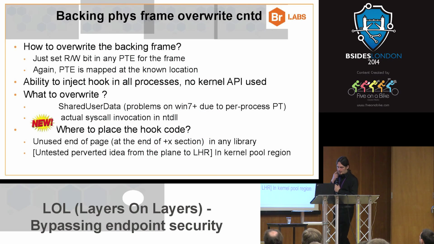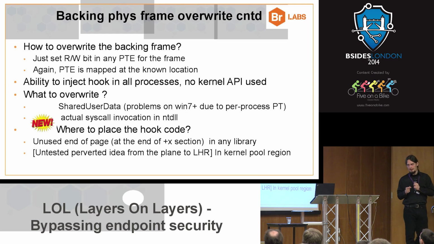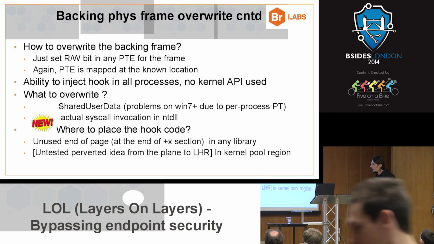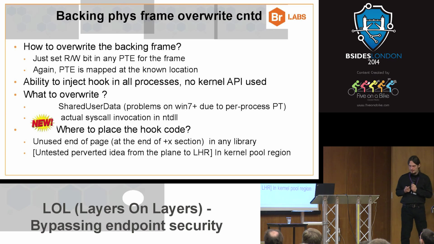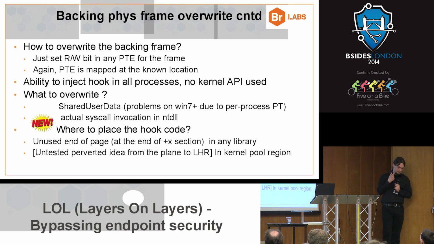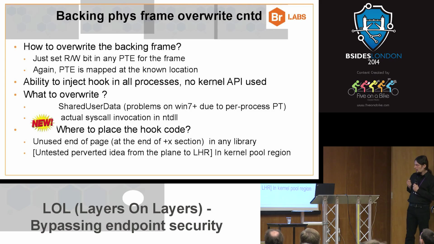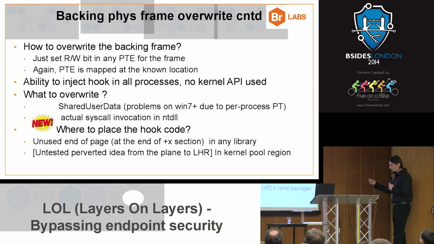A better method is just to override the actual syscall invocation in NTDLL. So this particular sysenter instruction or syscall. And similarly, the good working way of placing the hook code is, again, in the NTDLL library, at some unused end of the section location, because again, sections are aligned at the page boundaries, right? So usually at the end of the section, you have some slack space which you can use. And that works, as we will see in a moment.